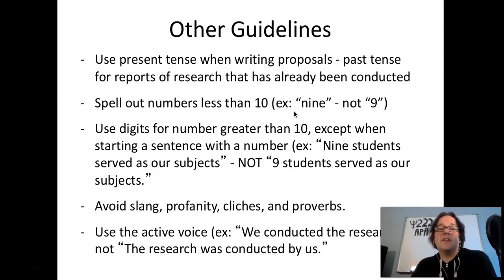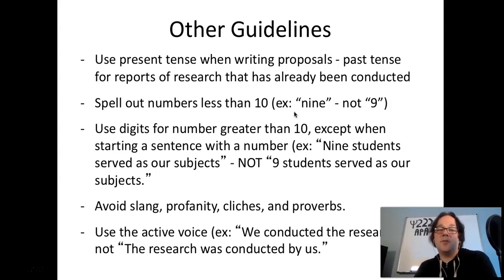So some other guidelines in terms of APA style in general. We always use the present tense when we're writing research proposals. So for this class, you'll be writing a research proposal, and you'll be using present tense, or future tense even. You'll be talking about what you will be doing. For research that's already been completed, we would use the past tense. So past tense for reports of research that have already been done.